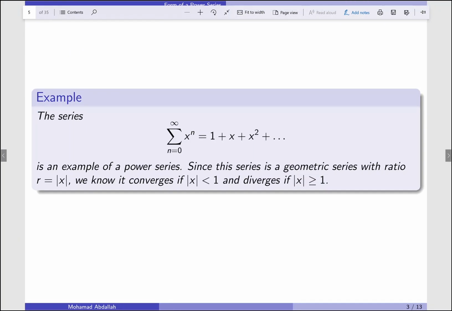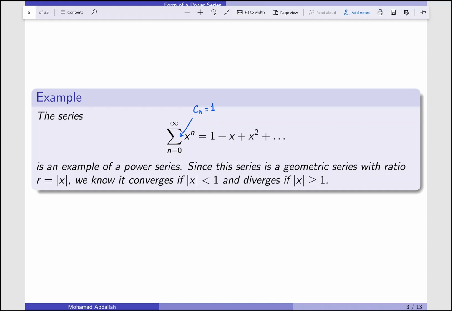For example, take the sum from n equals 0 to infinity of x to the power n. What's c sub n in this case? c sub n is 1. It's constant, which is 1 in all the cases. So the sum from n equals 0 to infinity of x to the n is this series, 1 plus x plus x squared, and so on. And actually, this is a familiar series. This is a geometric series with ratio r equal to x.